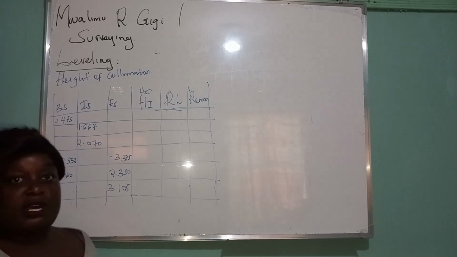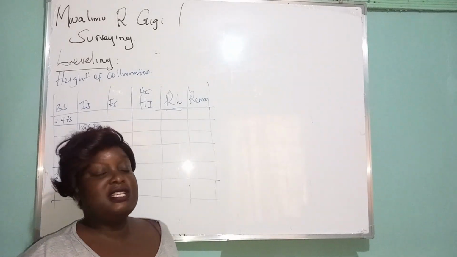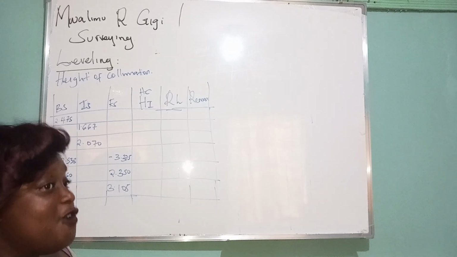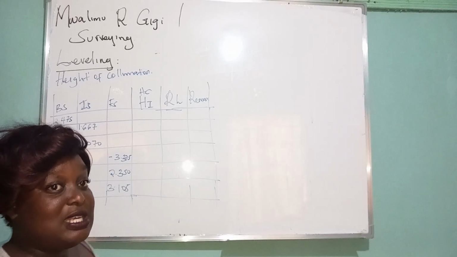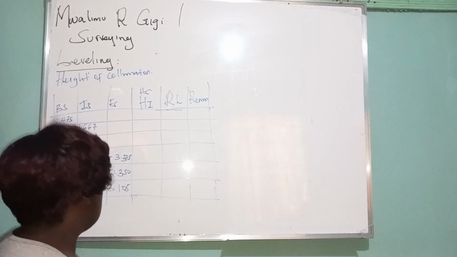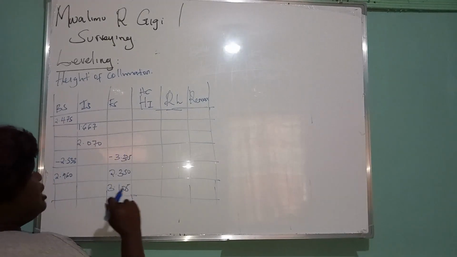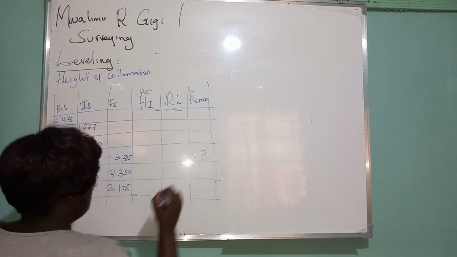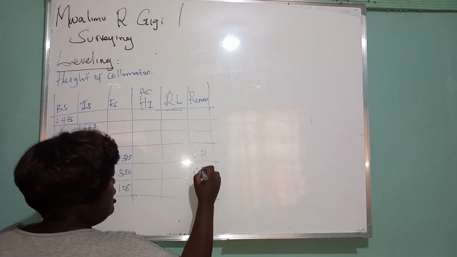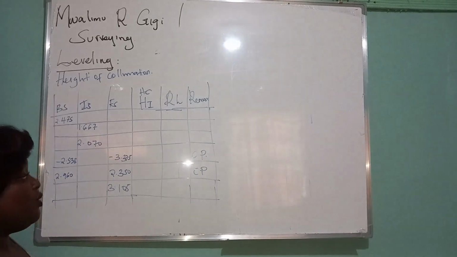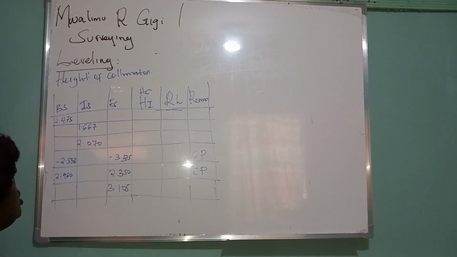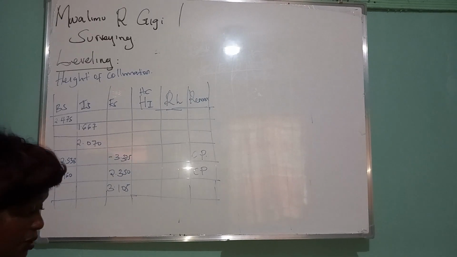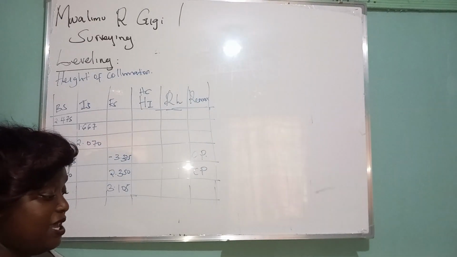And as we were introducing leveling, we say that the place where we have a foresight and a backside, we say that is the change point. So you go to remarks. The remarks here is the change point. We have another change point. We know that we have two change points there.